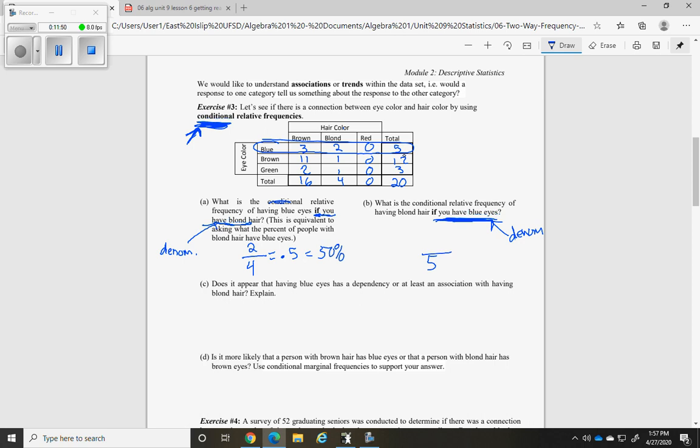Out of those people with blue eyes, 2 of them have blonde hair. When you change 2/5 to decimal, you get 0.4, which is 40% of the people. If you have blue eyes, it seems like 40% of those people will also have blonde hair. So does it appear that having blue eyes has a dependency, or at least an association with having blonde hair? And to be honest with you, I wish I would have done this survey with you guys.